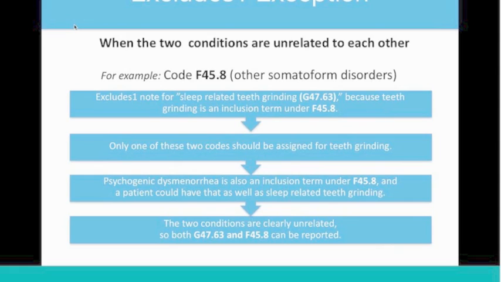However, psychogenic dysmenorrhea is also an inclusion term under code F45.8. So a patient could have both of these conditions, and in this case, because the conditions are clearly unrelated, you can code both diagnoses.